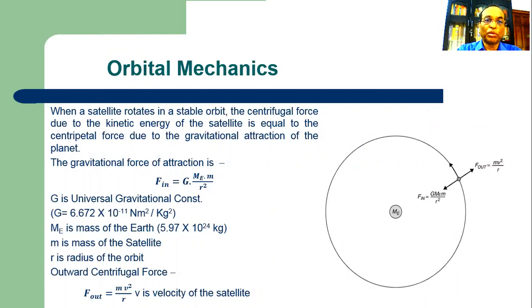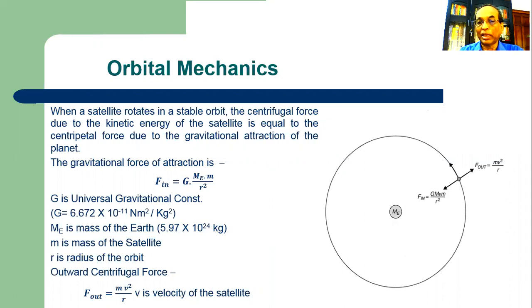When a satellite rotates in a stable orbit, the centrifugal force due to the kinetic energy of the satellite is equal to the centripetal force due to the gravitational attraction of the planet. So the centrifugal force is counterbalanced by the centripetal force. Centripetal force is the gravitational force.